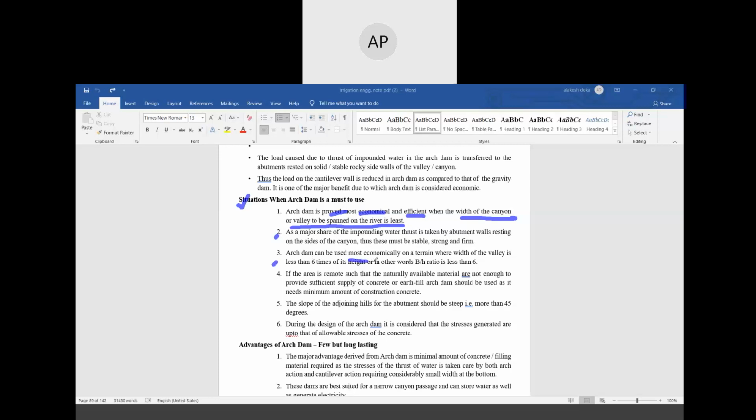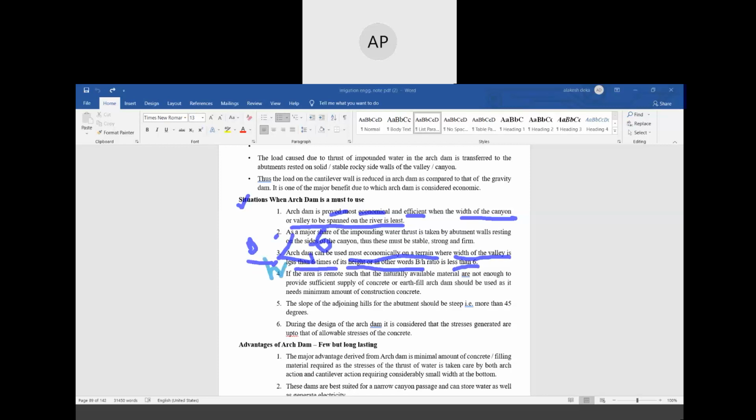An arch dam can be used most economically on a terrain where the width of the valley is less than 6 times the height of the dam, or in other words the B by H ratio is less than 6. What is B? Width, H is the height. If the B by H ratio is less than 6, then we use an arch dam.